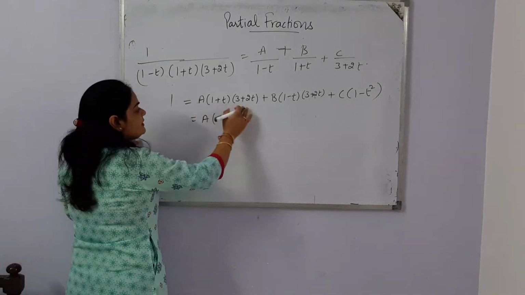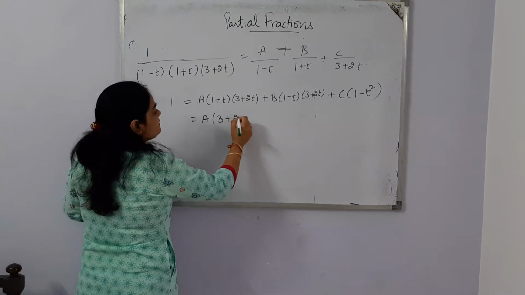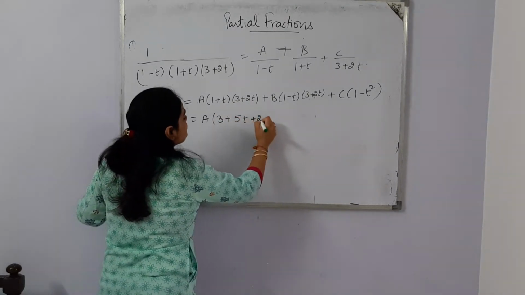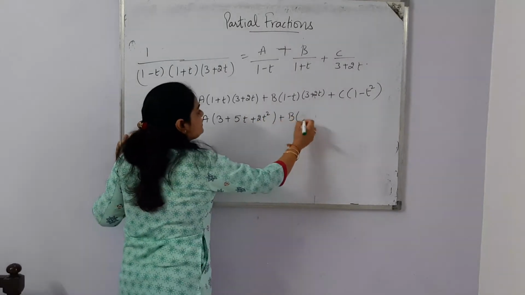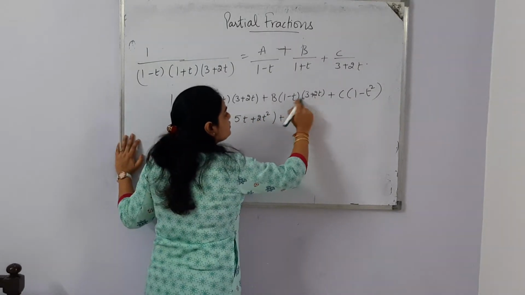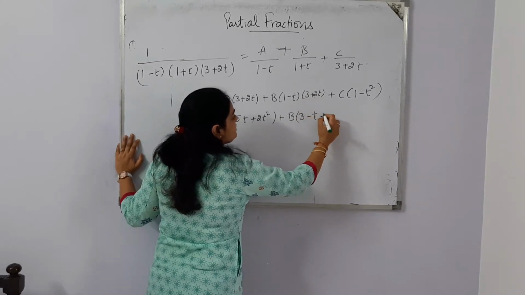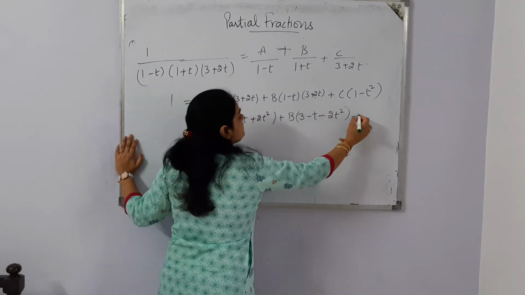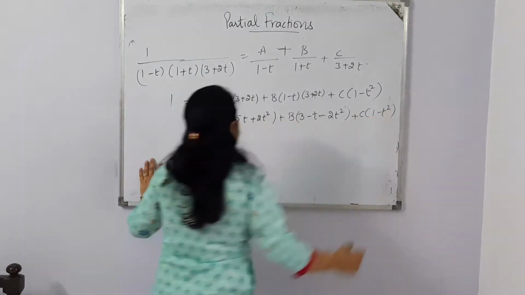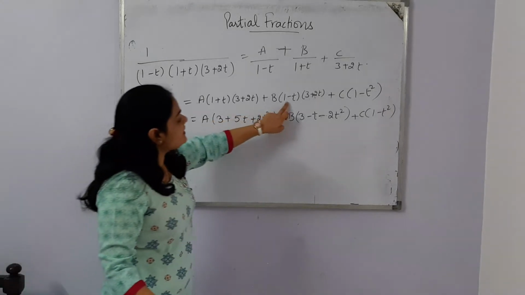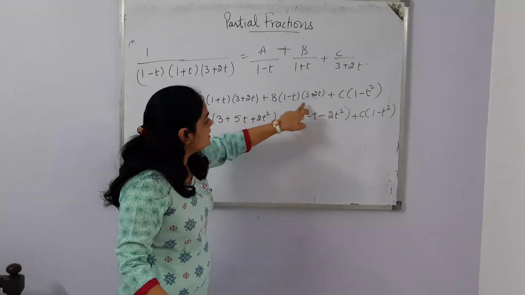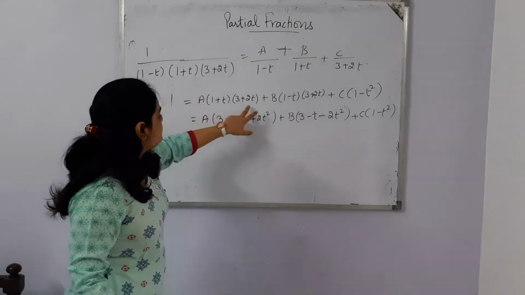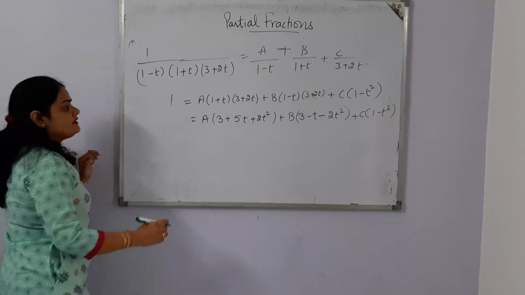Now if we multiply, a into (3 plus 2t plus 3t), which is 5t plus 2t square, b into (3 plus 2t minus 3t), which is 3 minus t minus 2t square, plus c into (1 minus t square). 1 3 is 3, 1 2 is 2, 2t minus 3t is minus t, minus 2t square. 3 1s are 3, 2t plus 3t is 5t, plus 2t square. Okay.